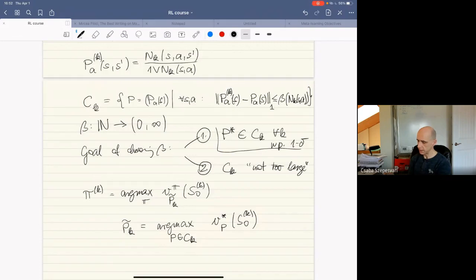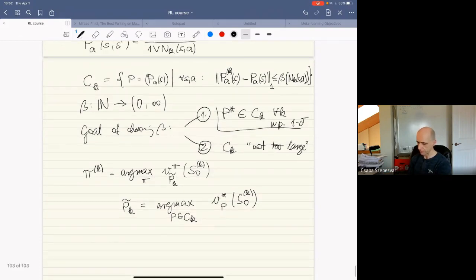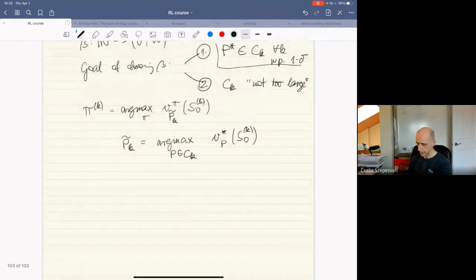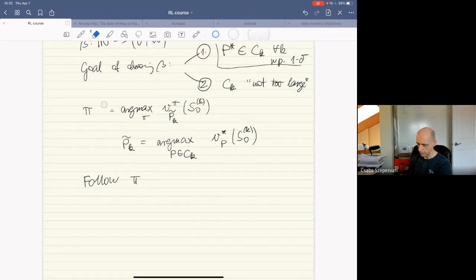And to finish up the description of the algorithm, then just follow pi_k. Well, I don't need to put this up there, just the lower index is fine. Up to the end of the episode.